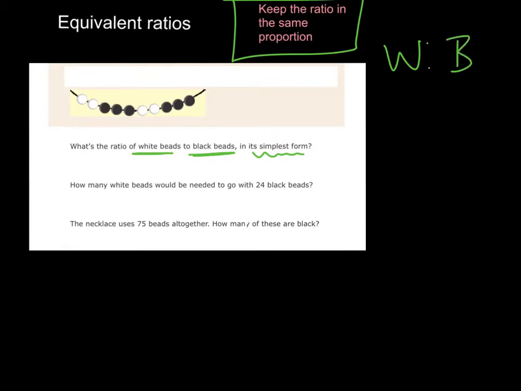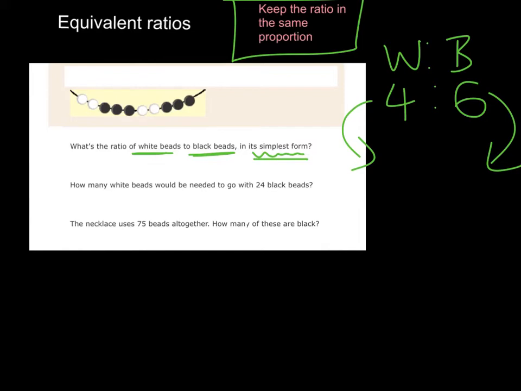Then just count away. So I can see 4 white beads and 6 black beads, but the question asks for it in its simplest form. So we need to simplify this down to make it smaller. Remember, don't take it to decimals. I want to keep it in a whole number format, so an integer.